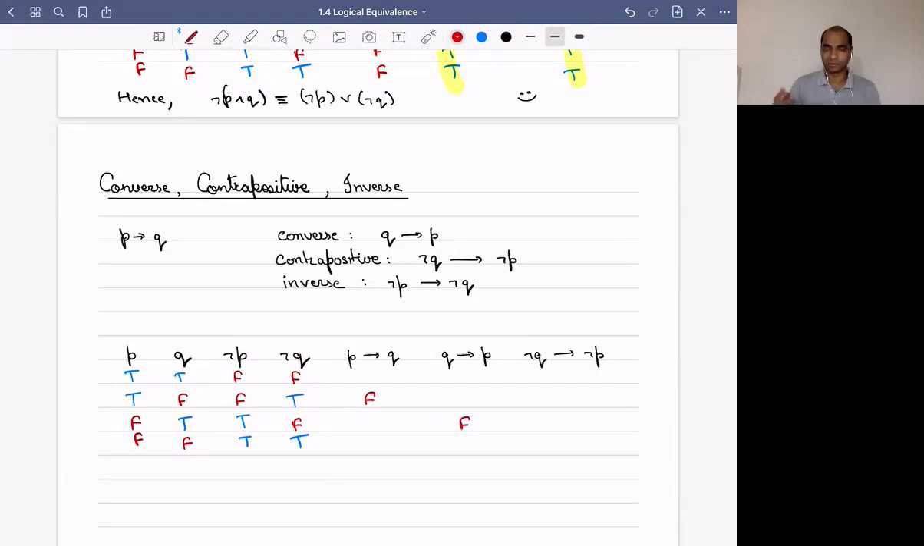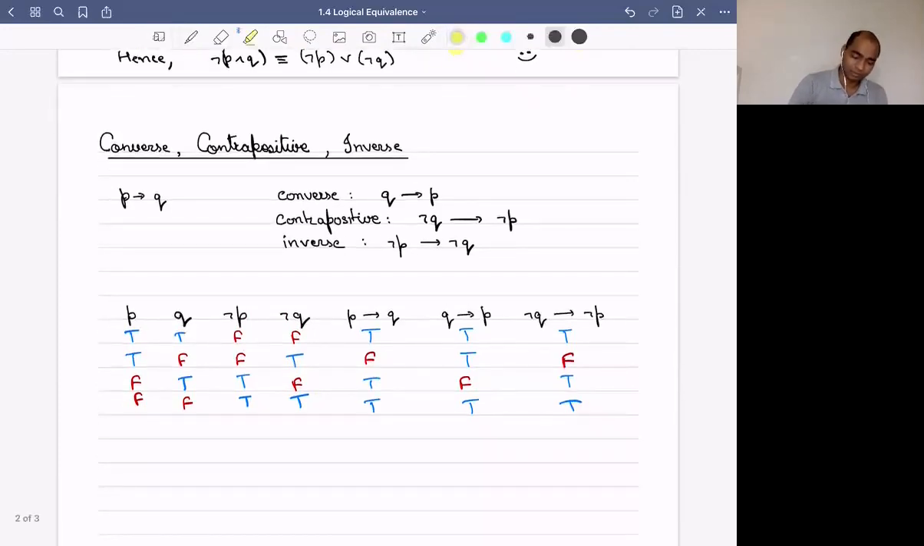And now for not Q implies not P, I'm looking for not Q to be true. So not Q is true in second and fourth, but not P is false in the second. So I'll get false here, and the rest are all true. And now let's look at the columns carefully. If you look at the fifth column and the seventh column, you'll see that these two are exactly the same.